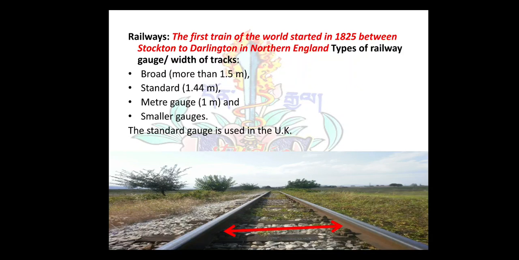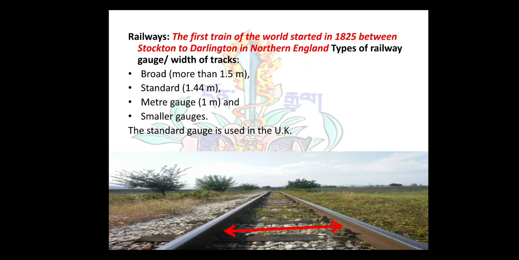So in the world we have four main types of gauges: broad gauge, standard gauge, meter gauge, and other smaller gauges. With its width, broad gauge is 1.5 meter, standard is 1.44 meter, meter gauge is 1 meter, and other smaller gauges. If you talk about the United Kingdom, all the railway tracks in the UK are standard gauge, that means 1.44.